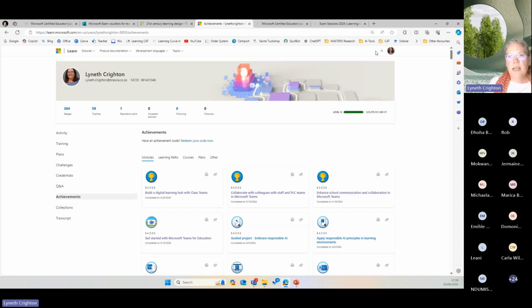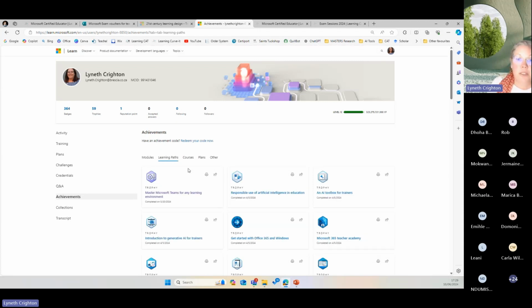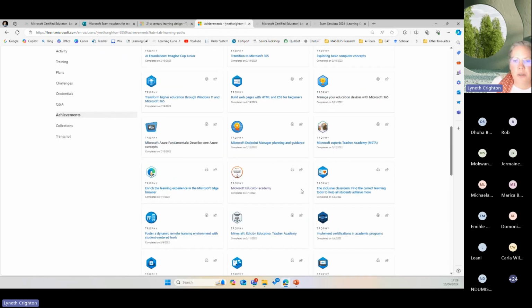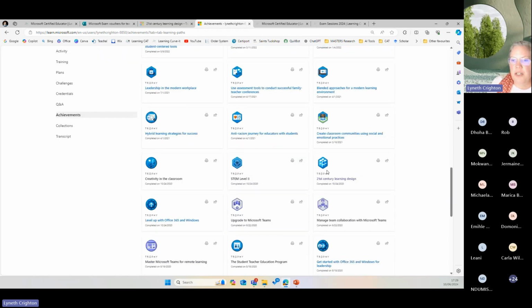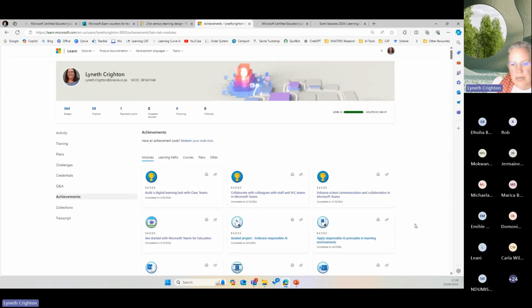What it does is it will give you, if I go to learning paths, you won't see mine, the 21st century learning design trophy, and it will give you all the badges for the different modules, because there's a badge attached to each one.